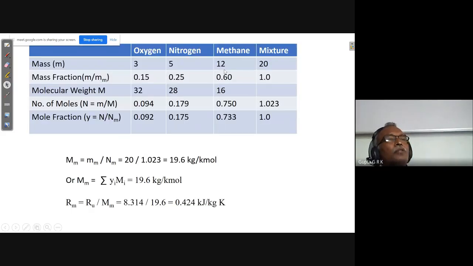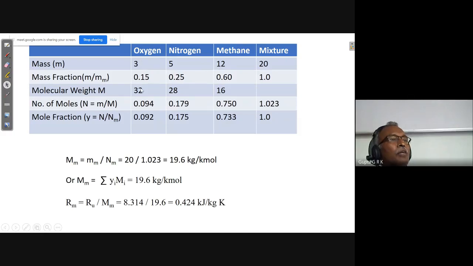So 3, 5, 12, and 20, and the mass fractions are 3/20 is 0.15, 5/20 is 0.25, 12/20 is 0.6, and the total is equal to 1. And if I want to convert it into mole fractions, I have to use the molecular weight: oxygen is 32, nitrogen is 28, and methane is 16. Okay, so the number of moles, capital N, is equal to small m by capital M, that is mass by molecular weight.